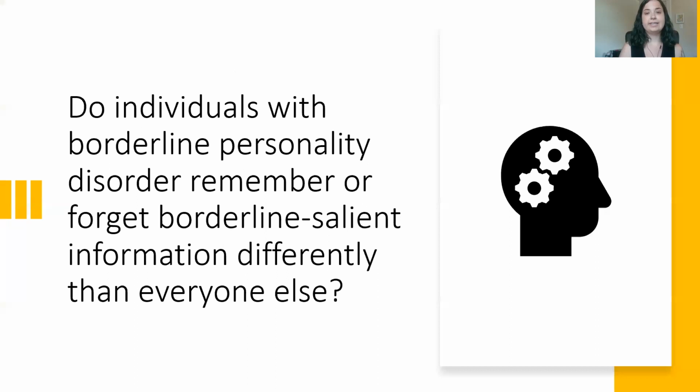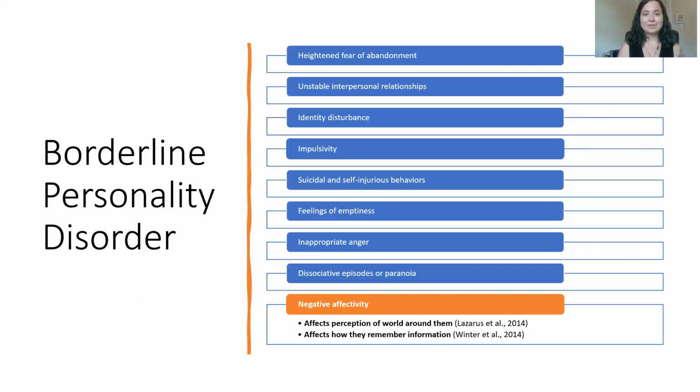So my research question is, do individuals with borderline personality disorder remember or forget borderline salient information differently than everyone else? So what is borderline personality disorder? It's characterized by 9 symptoms, and one must have at least 5 of those symptoms to qualify for a diagnosis. And the most important symptom that is relevant to my disorder is called negative affectivity, which means that someone with BPD may perceive the world around them in a more negative manner, or even themselves in a more negative manner. And it also could negatively affect how they remember information.